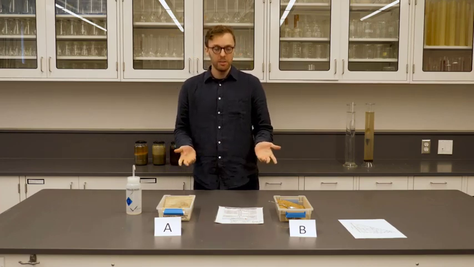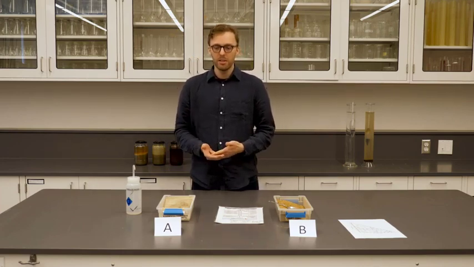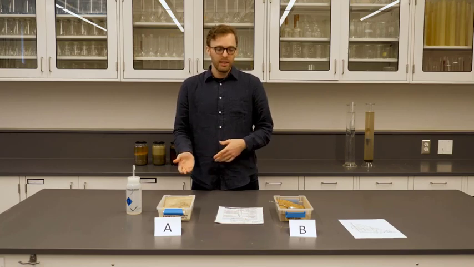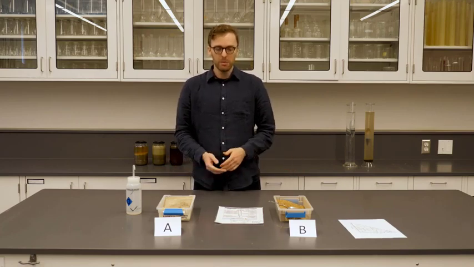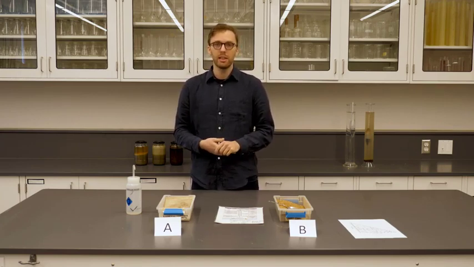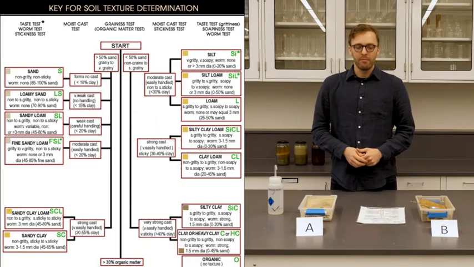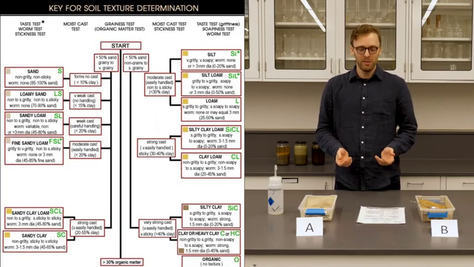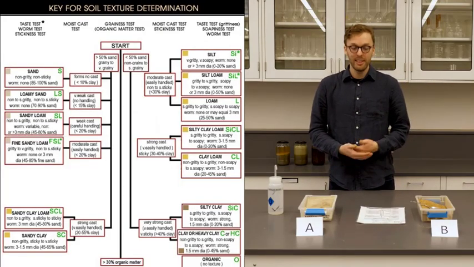In front of me, I have two different soil samples of unknown texture, soil sample A and soil sample B, and we're going to be working through the Canadian soil texture determination key and comparing our results to the Canadian soil textural triangle. The first step on the soil determination key is the graininess test.